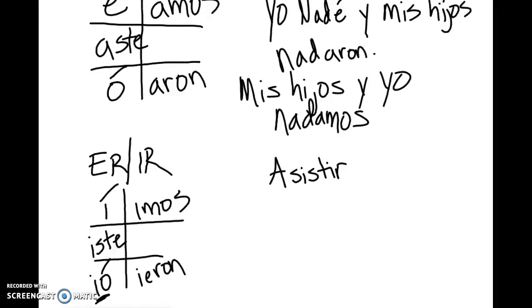So last weekend is no different. Of course, I was invited to a million parties. I could only go to a few. Okay. So I want to talk about I attended a party. What would that sound like? Yo asistí. I with an accent. Yo asistí a una fiesta.